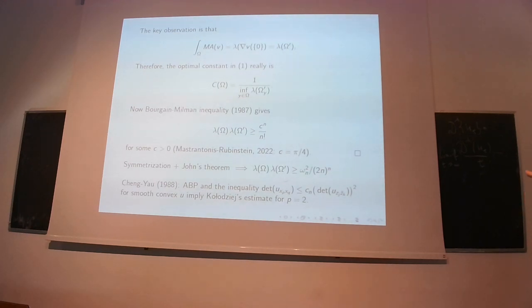And then you use this pointwise inequality between real and complex Monge-Ampère equations, and they both easily give you the Kołodziej estimate for p equal to 2, which is probably the simplest way of proving the uniform estimate in the Calabi-Yau theorem. And this also gives you the global Kołodziej estimate on a compact Kähler manifold for any p bigger than 2.